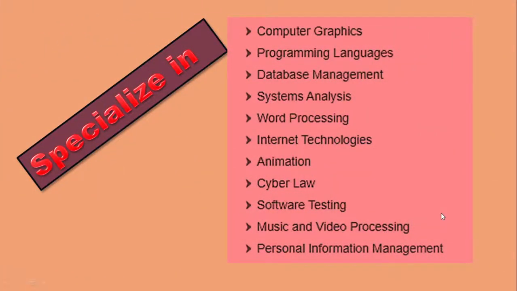Once you complete your course, you can specialize in computer graphics, programming languages, database management, system analysis, word processing, internet technologies, animation, cyber law, software testing, music and video processing, personal information management. If you want a good job and good salary, then specialize in any of these. Computer graphics, you already know games are a kind of graphics, so you should learn how to make games, or you can learn any programming language thoroughly, so that you can complete any given task in that programming language.